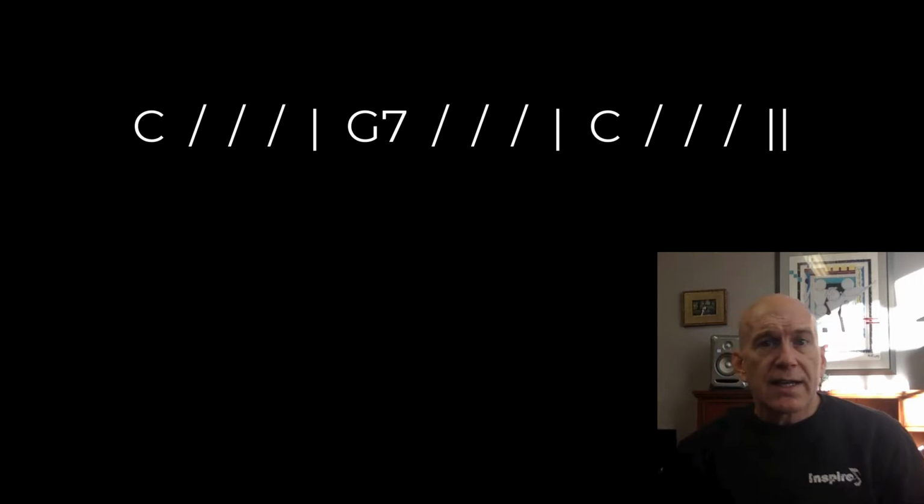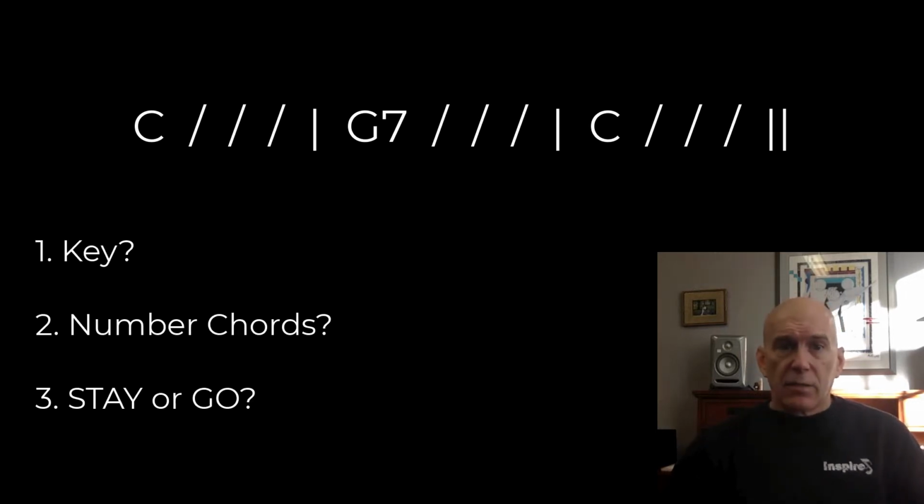So here is an example of a very simple harmonic function. So here's our chord progression. C major for a measure, G dominant for a measure, C major for a measure. So now we have to answer our questions. What key is it in? Well, it starts on C and ends on C. It's predominantly C. Let's say it's C major.